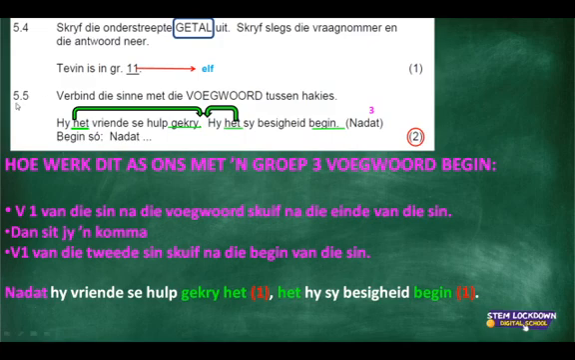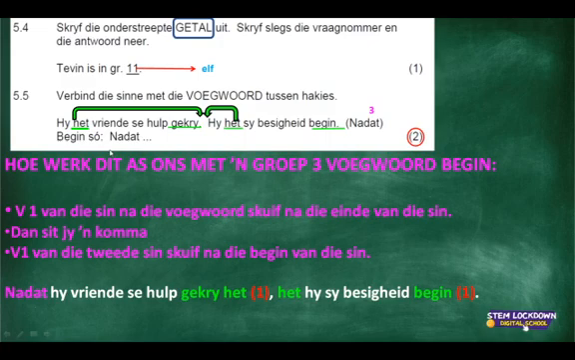Goed, dan 5.5, verbind die sinne met die voegwoord tussen hakies. Once again, join the sentences with the conjunction in brackets. So, hy het vriende se hulp gekry, hy het sy besigheid begin, now he has to join it with nadat. Please read the whole question. Okay, because some of you just read up to here, you start writing, you are joining that sentence with the conjunction. However, you have missed that there's this bit at the bottom saying begin so, nadat. Okay, so it's telling you have to start with nadat.